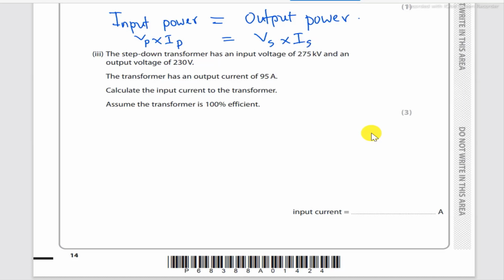The step-down transformer has an input voltage of 275 kilovolt and an output voltage of 230 volt. The transformer has an output current of 95 ampere. Calculate the input current in the transformer.